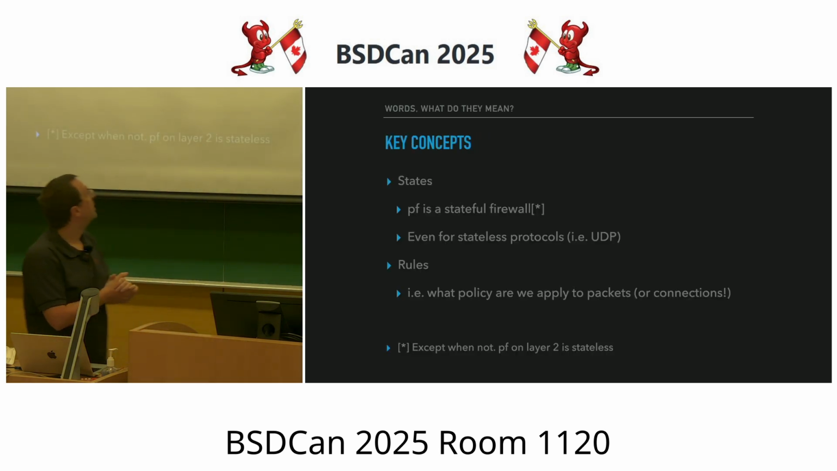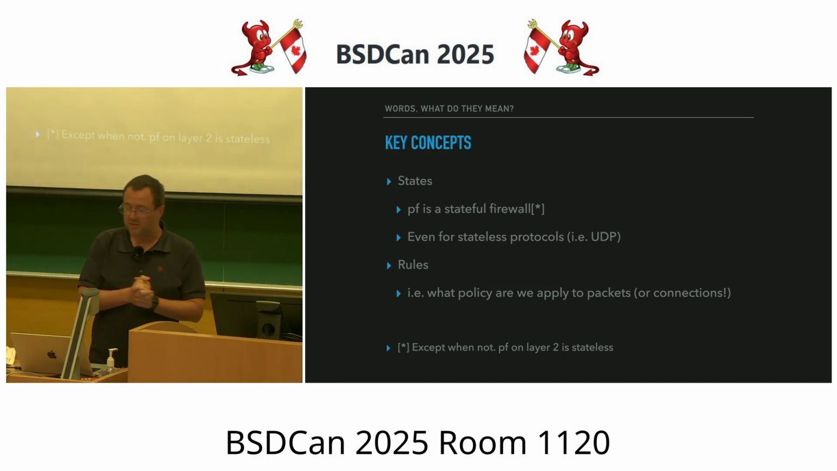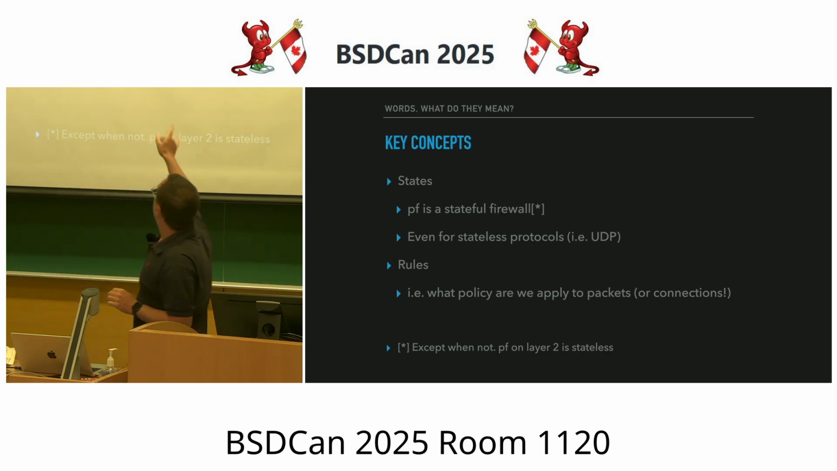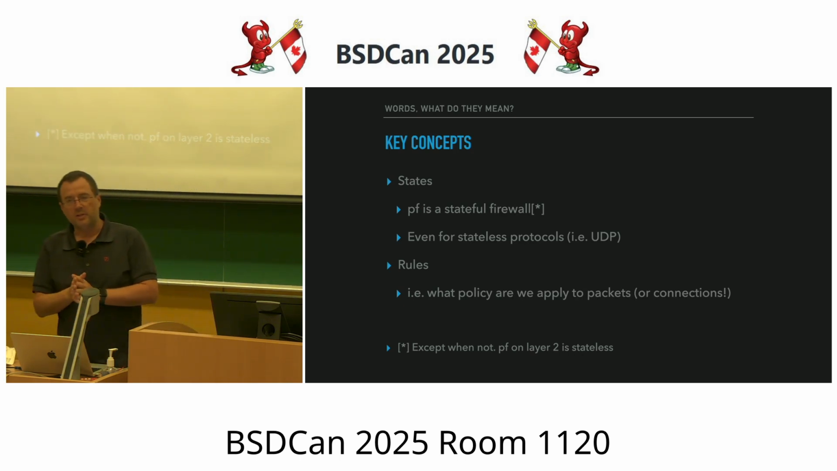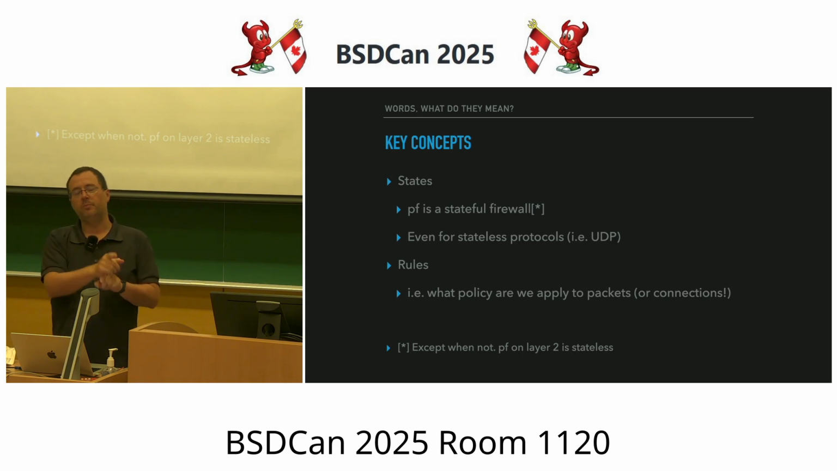Key concept for PF. PF is a stateful firewall, and the stateful bit really does matter. There is, of course, an exception. The layer 2 bits in PF are stateless, where we look at every packet individually without any further context. PF is stateful even for stateless protocols like UDP, because it turns out that in practice, while UDP is stateless, for the vast majority of UDP traffic, DNS, you're going to see request-response. And PF will treat the response as being part of the same connection as the request.